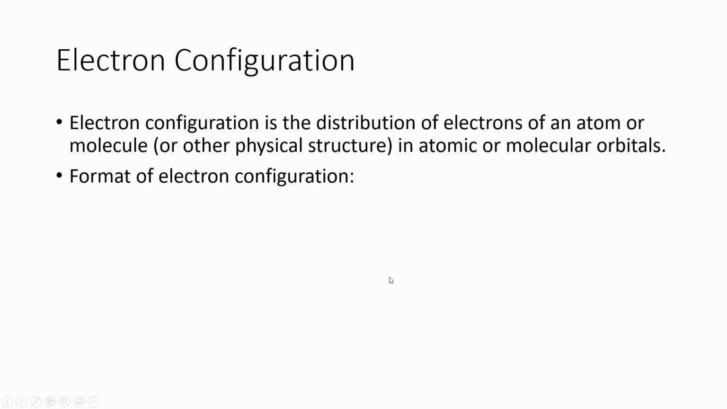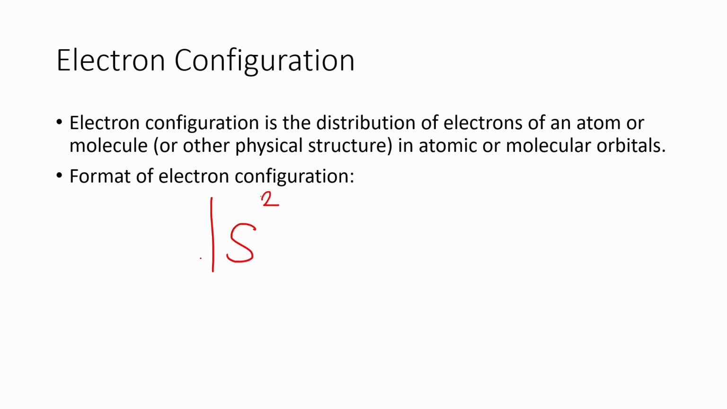Next is our electron configuration. This is the application of our quantum mechanical model. The electron configuration is the distribution of electrons of an atom or molecule in an atomic or molecular orbital. The format of an electron configuration, the most basic one, is you write a number, write the letter, and you have a superscript on the letter denoting the number of electrons for that particular configuration.